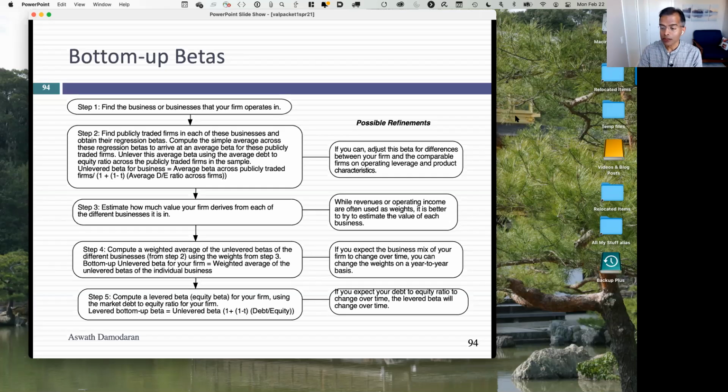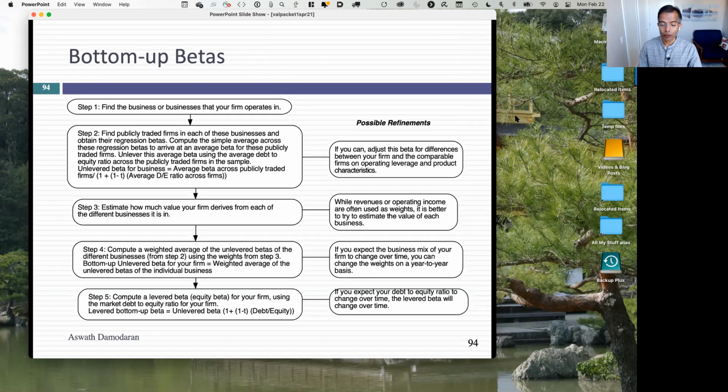Then I ask you a final question. Do you have any debt? And if you say no, we're done. This is now the beta that I will use as the beta for your equity. And if you do have debt, I'm going to compute that debt to equity ratio. And remember that levered beta equation? I'd use that to come up with the levered beta.